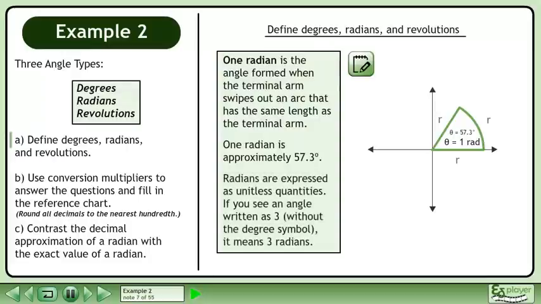Radians are expressed as unitless quantities. If you see an angle written as 3 without the degree symbol, it means 3 radians.